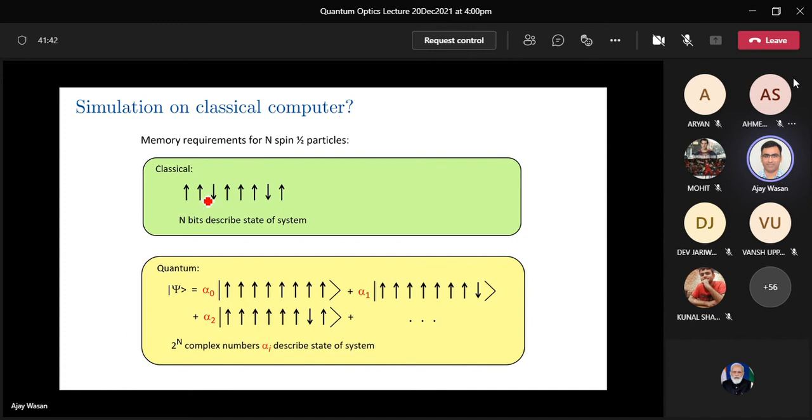Suppose here we have taken 1, 2, 3, 4, 5, 6, 7, 8 electrons. Here one is all up, then one is down, and so on. We can make a superposition of so many states. So basically, I am showing here 2 to the power n complex numbers alpha that describe the state of the system. Just by using 8 spins, we can make 2 to the power 8 states to describe a system.